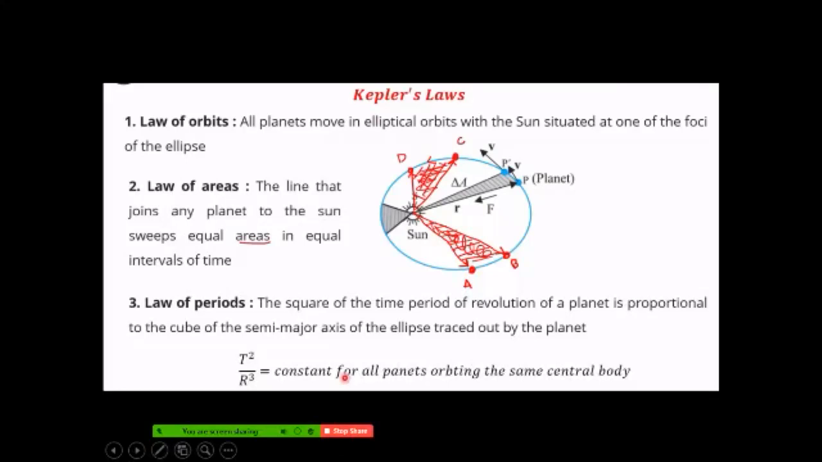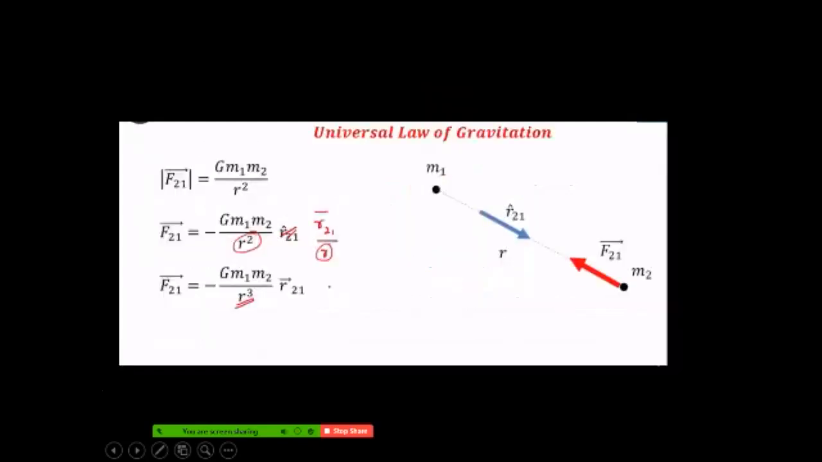So this is the law of area. Law of period: the square of the time period of revolution of a planet is proportional to the cube of the semi-major axis of the ellipse traced out by the planet. So students, this is the third law of Kepler. So T squared by R cubed is equal to a constant for all the planets that are orbiting the same central body.